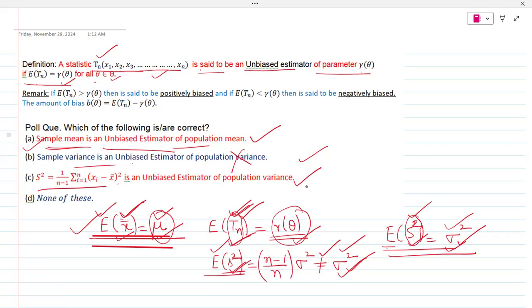So now we have a name of this capital S square. That is what we call the unbiased estimator of population variance.